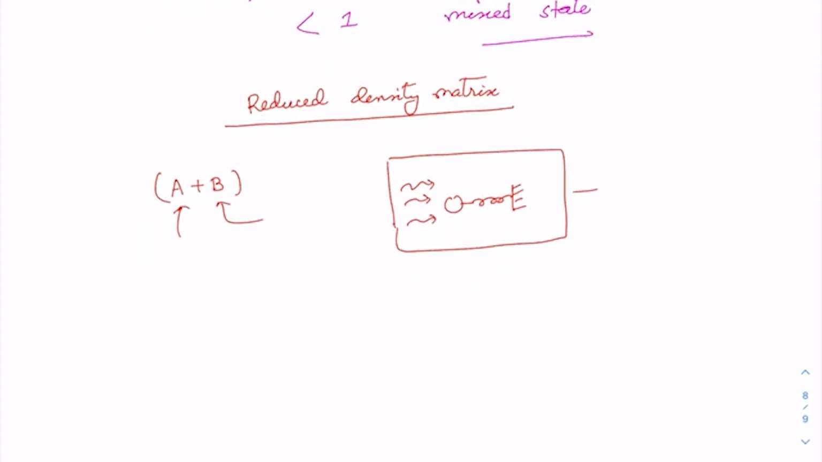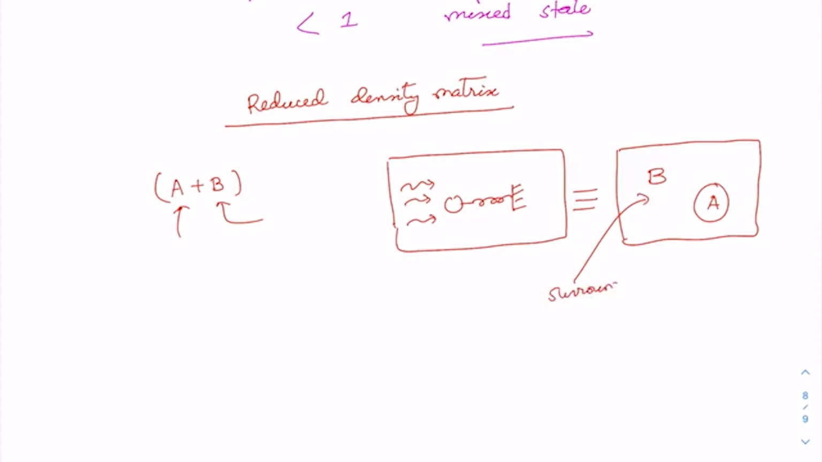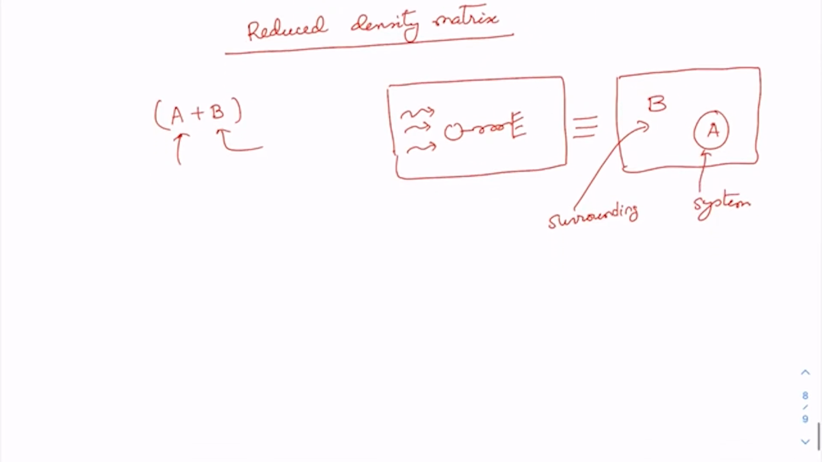Or equivalently, I can just depict the whole thing like this. Say I have this system A, and it is surrounded by a lot of photons. So this we may say is our surrounding, and this is our system. Now if we are interested only in the system, the question is how to extract information about the system A from this composite system A plus B.